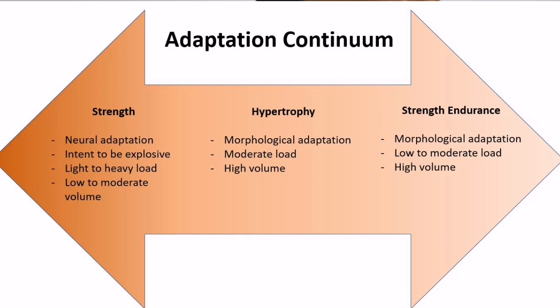Strength is a measure of how much force you can produce. And there are various types of strength which I will explain in a while. In general, when we train to increase strength, the adaptations are mostly neural adaptation, meaning the nervous system becomes more efficient at activating the muscles.